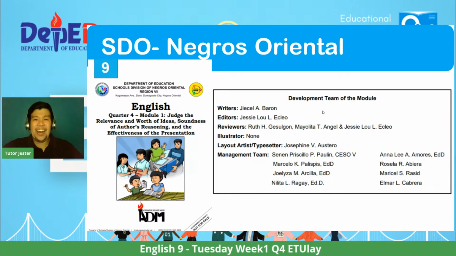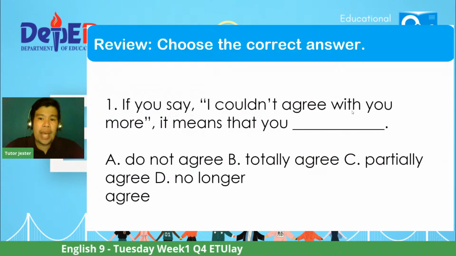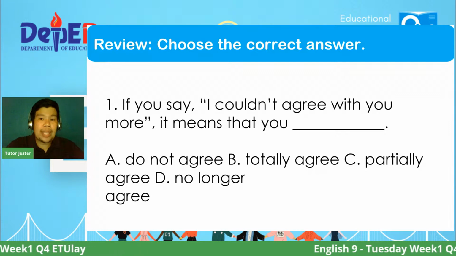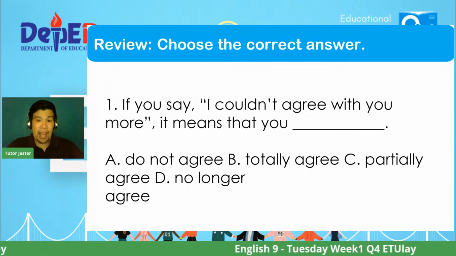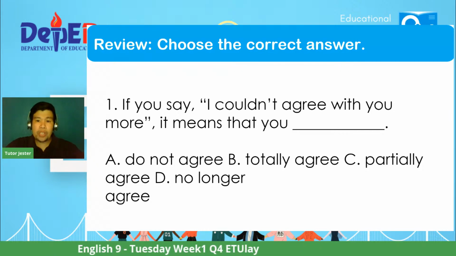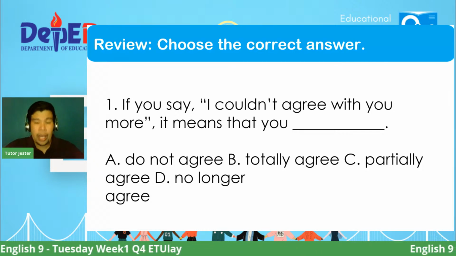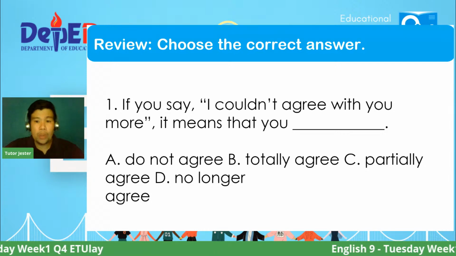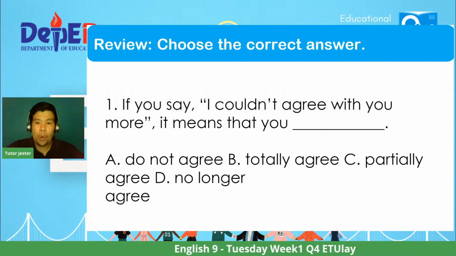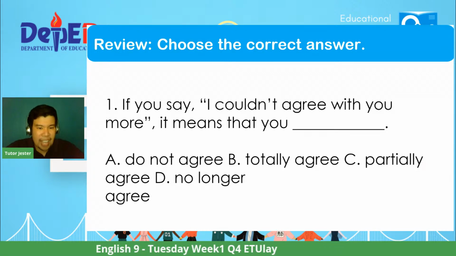Okay. So, let's have a review of what we had in the previous quarter, so week 8 natin, which is all about the opinions, di ba? Let's have this one. If you say, I couldn't agree with you more, it means that you, is it A, do not agree, B, totally agree, or C, partially agree, or D, no longer agree. What do you think is the answer for that?